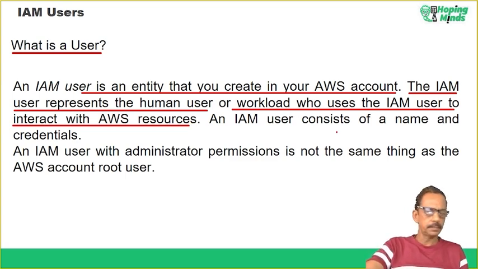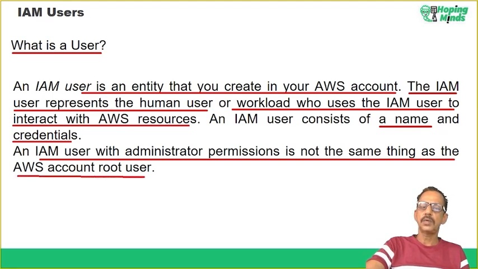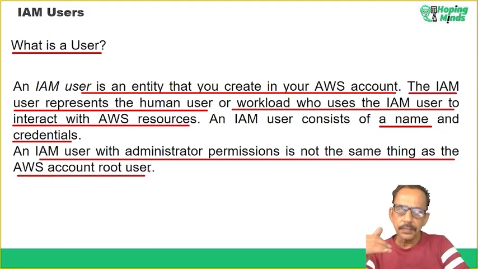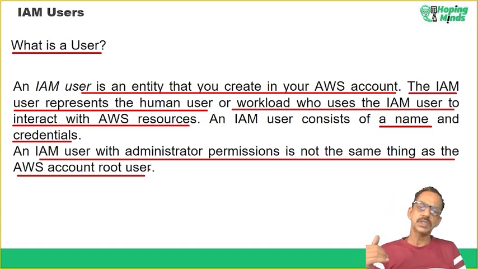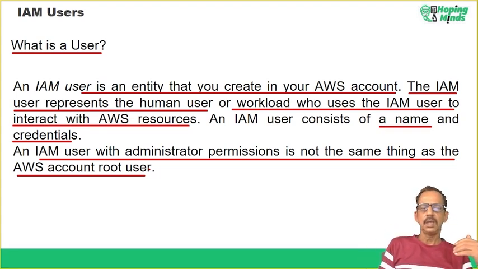So first is the name, then its password and other credentials. An IAM user with administrative permission is not the same thing as the AWS account root user. What we do normally, as I have told you, is never use the root account on a daily basis. So we create one root user, and then create one administrator. Don't think that although the administrator has full access on the account, it is still created by the root user.